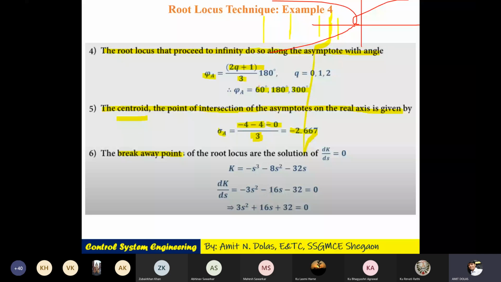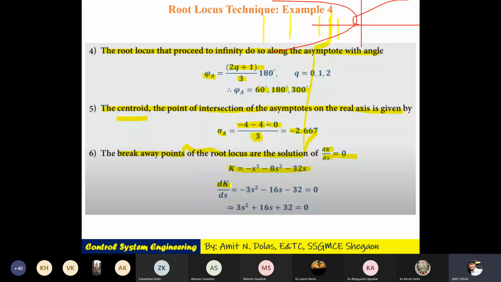So that can be calculated. We know the set of rules; the k value we will calculate from the characteristic equation, 1 plus GSHS is equal to 0. We'll differentiate it with respect to s. After differentiation, you will get a new equation.